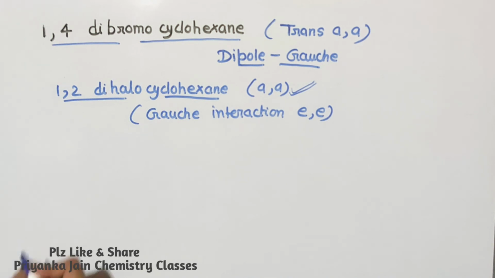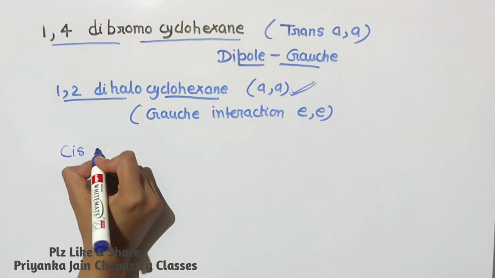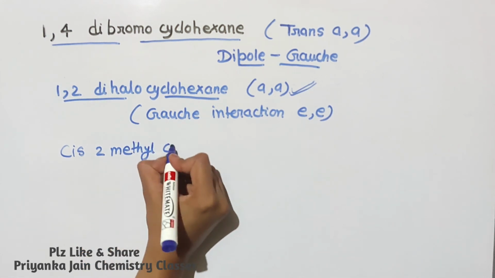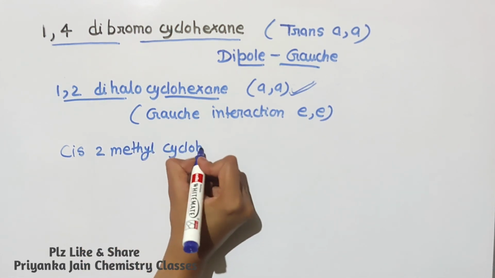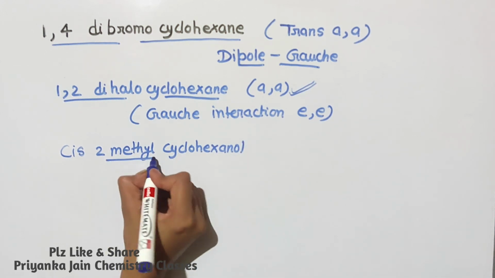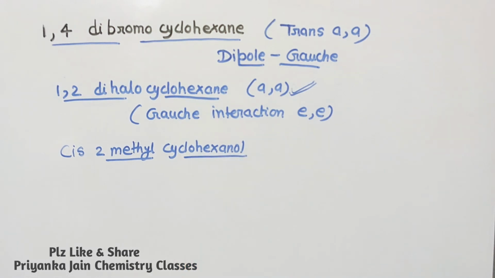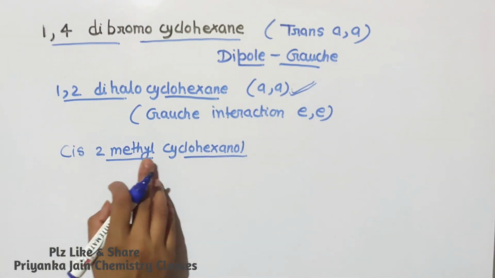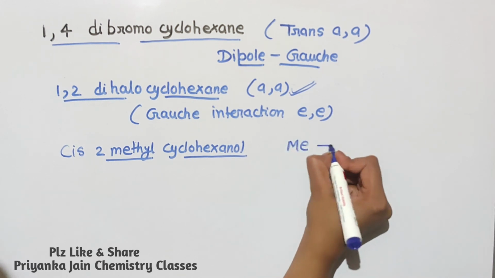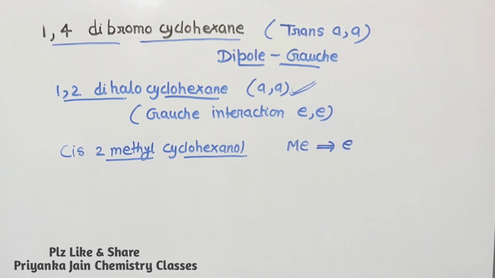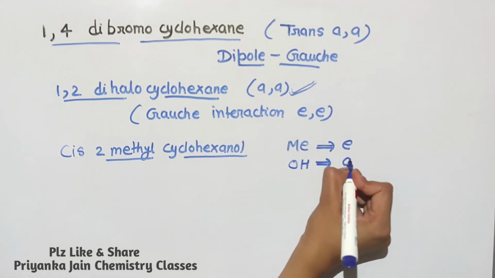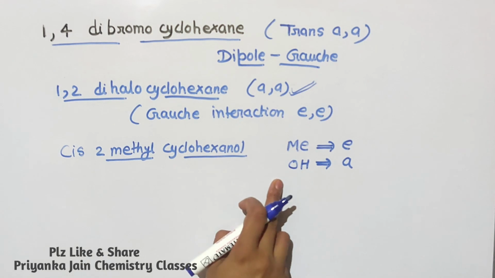Similarly, if you are seeing cis-2-methylcyclohexanol, now there are two groups present, one is the methyl group and another is the OH group. Okay, so out of these two groups, the methyl group will always be present at the equatorial position because it is large in size, and the OH group will be present at the axial position in the stable conformation.